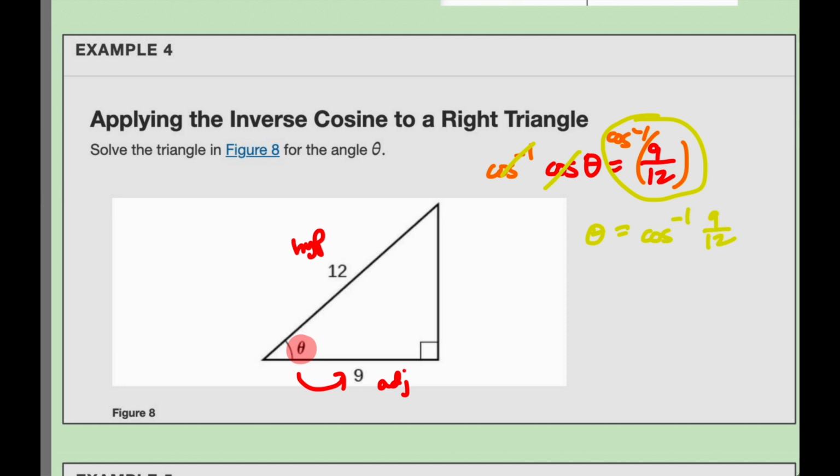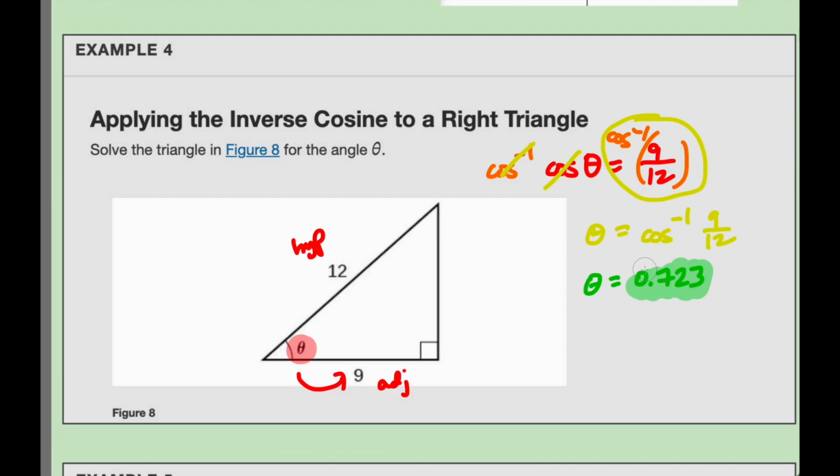Now from here, you need to put this entire thing in the calculator because you're not going to be able to do that using the unit circle. Make sure you're in radians for this one, and you get your theta to be equal to 0.723 if you round to 3 decimal places. So that would be the answer for that one.